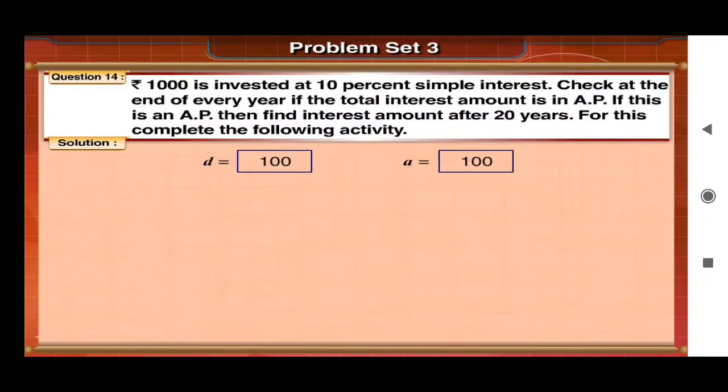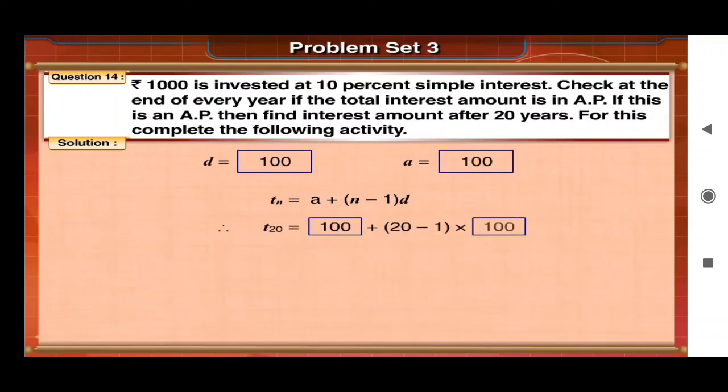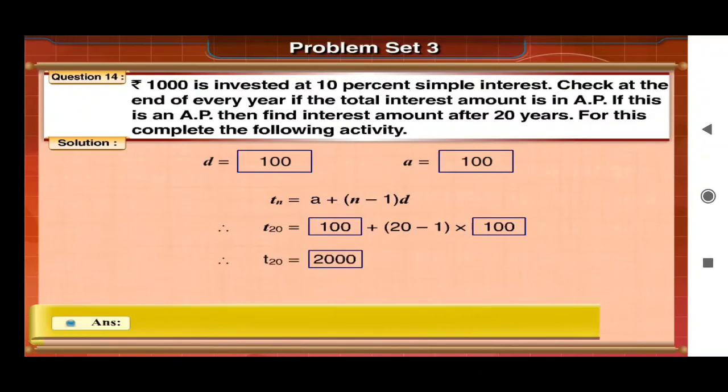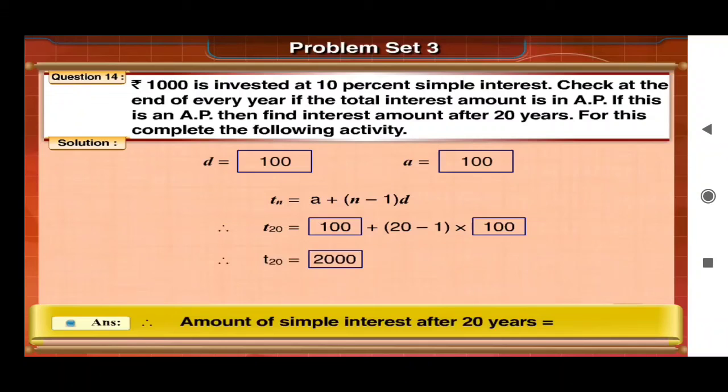Now, to calculate the amount of simple interest after 20 years, we have Tn is equal to a plus n minus 1 into d. Therefore, T20 is equal to 100 plus 20 minus 1 into 100. Therefore, T20 is equal to 2000. Therefore, the amount of simple interest after 20 years is equal to rupees 2000.